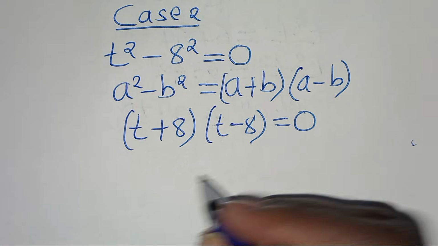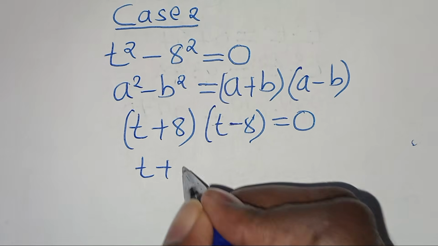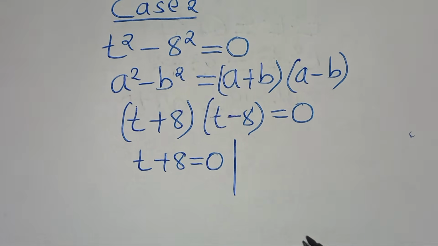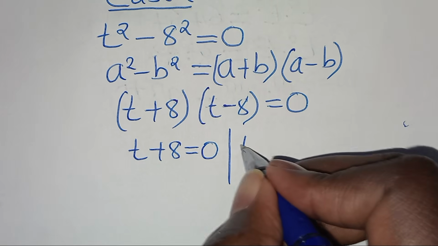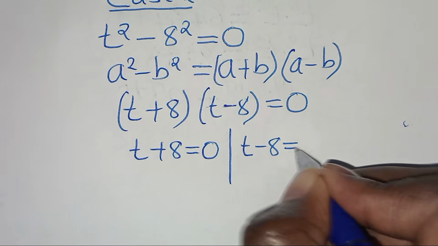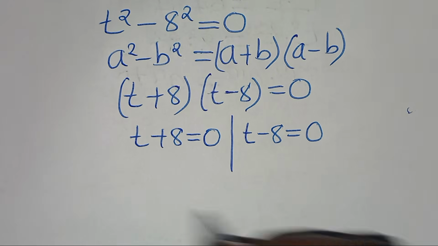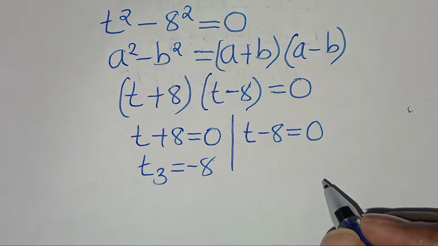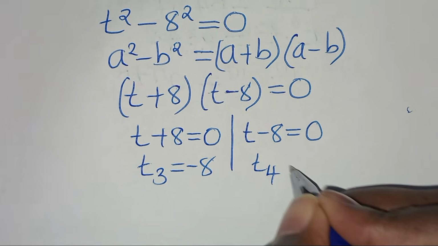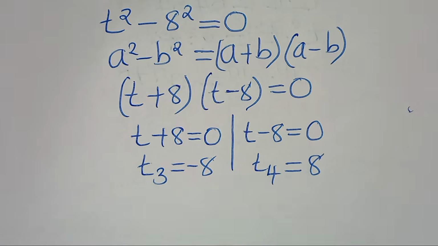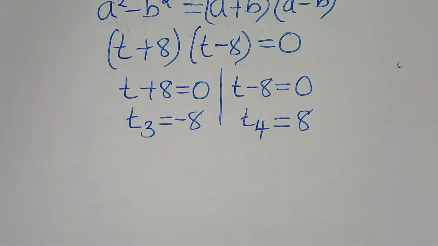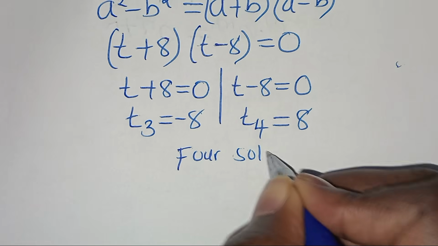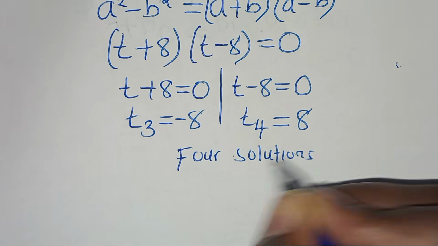So we have two parts here again. We have t plus 8 equal to 0, and here we have t minus 8 equal to 0. So we have that t3 is equal to minus 8, and t4 from here is the same thing as 8. So this implies that we have 4 solutions.